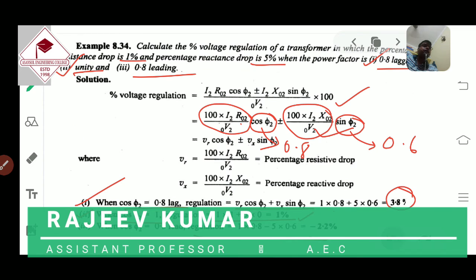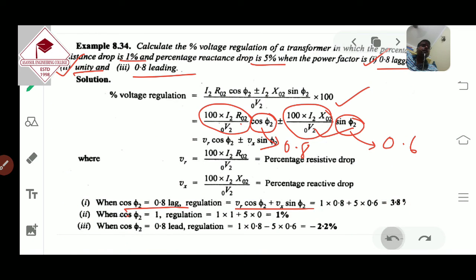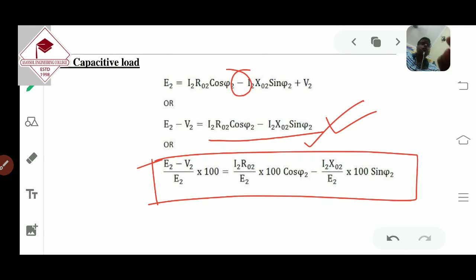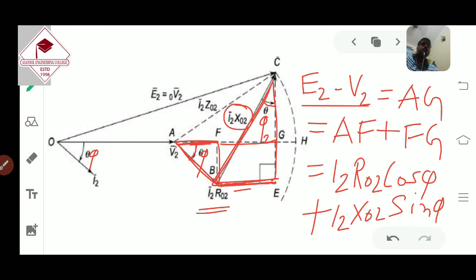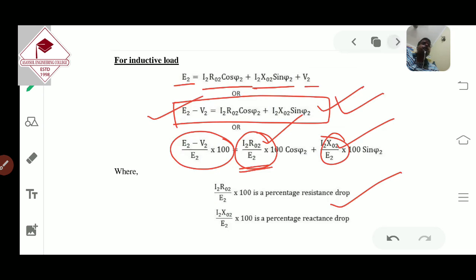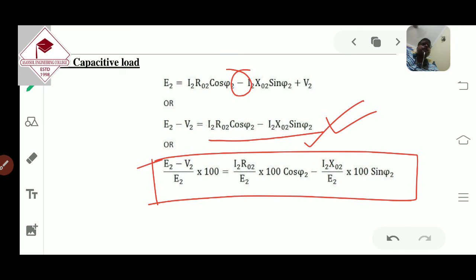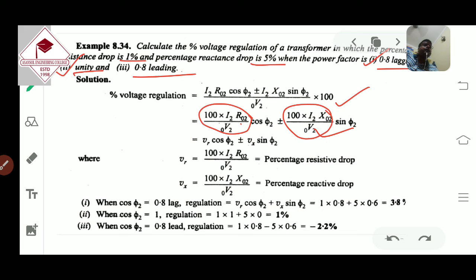So this condition is actually the desired condition. We always want that voltage regulation should be 0. If the voltage regulation is 0, that is the best condition. Fine. But practically it is possible only for capacitive load. It is not possible for resistive load. Hope you are getting my point.